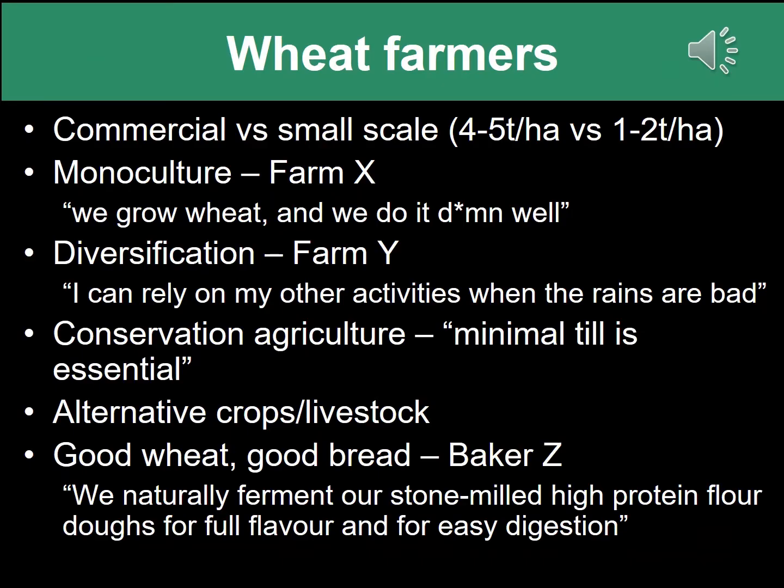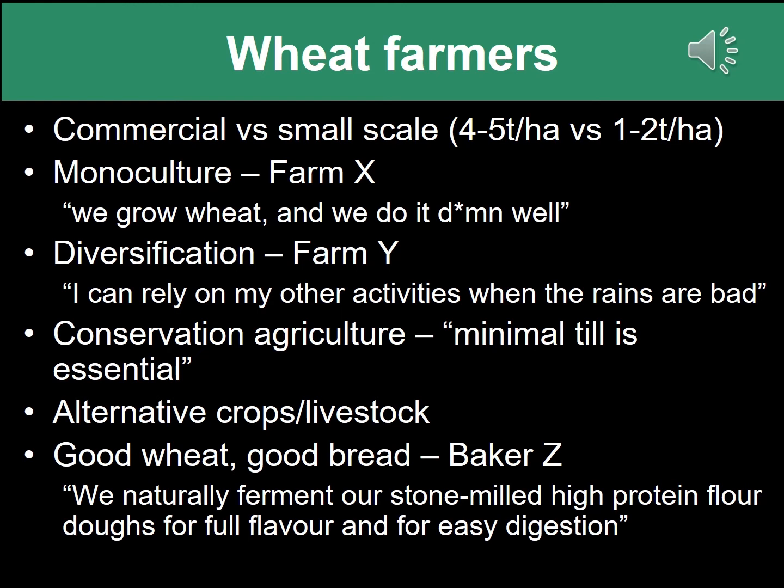Now, to build on that, let's have a look at an analysis of wheat farmers. We know that we've got commercial wheat farmers, we've got small-scale wheat farmers. We know that yields vary from 4 to 5 tons per hectare, and some farms only get 1 to 2 tons per hectare. I spent some time in Australia, and in the southern parts of Western Australia, if they get 2 tons per hectare, they're absolutely ecstatic because their soils are so poor. But in South Africa, it's not uncommon to get 4 tons per hectare if you are an efficient commercial farmer.